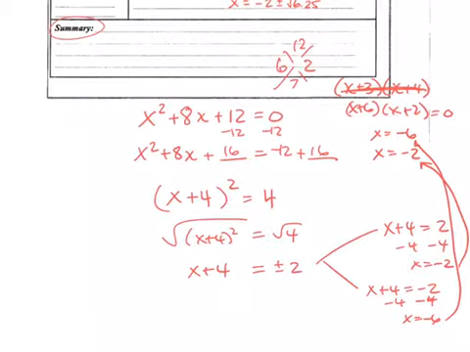So as you can see, even if it's factorable, we can use completing the square. So you guys pick. Maybe one method will work better for you. Go ahead and write your summary and then do your practice for this section.